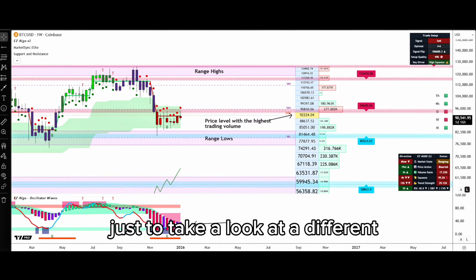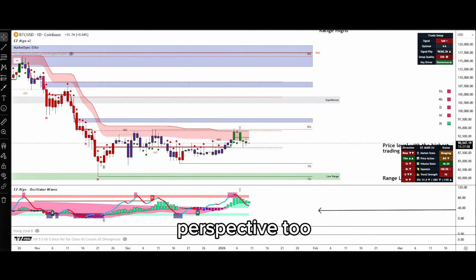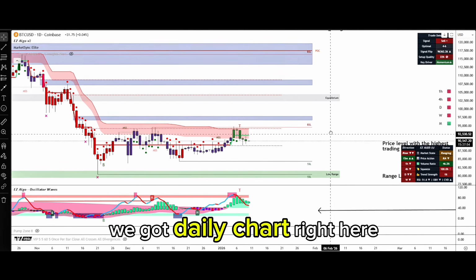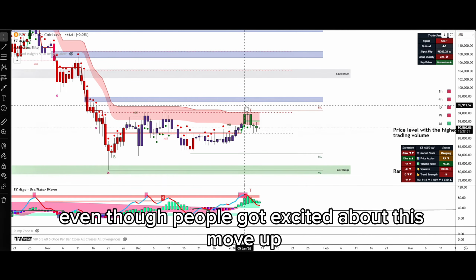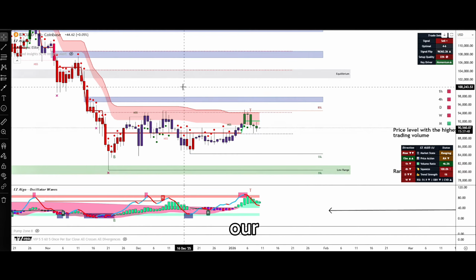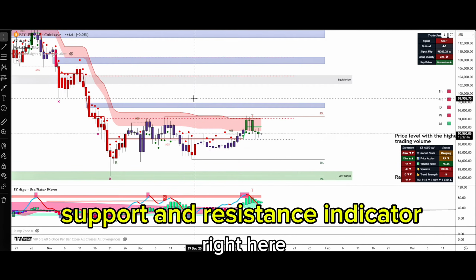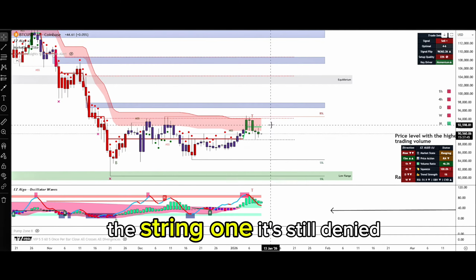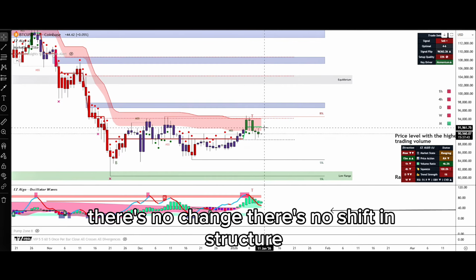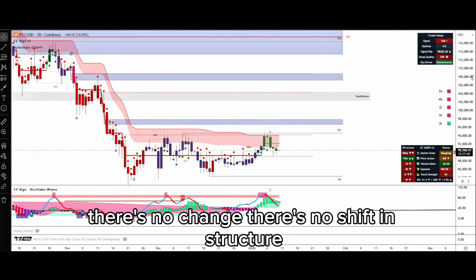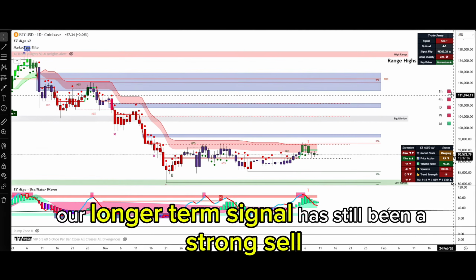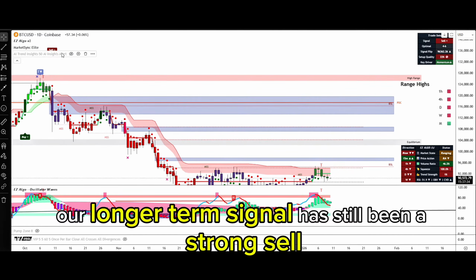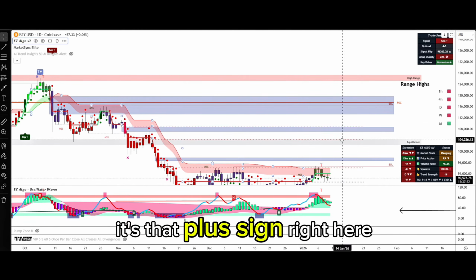And just to take a look at a different perspective too, we've got the daily chart right here. And even though people got excited about this move up right here, our support and resistance indicator, this trend one, it's still denied, right? There's no change, there's no shift in structure. Our longer term signal has still been a strong sell. It's that plus sign right here.